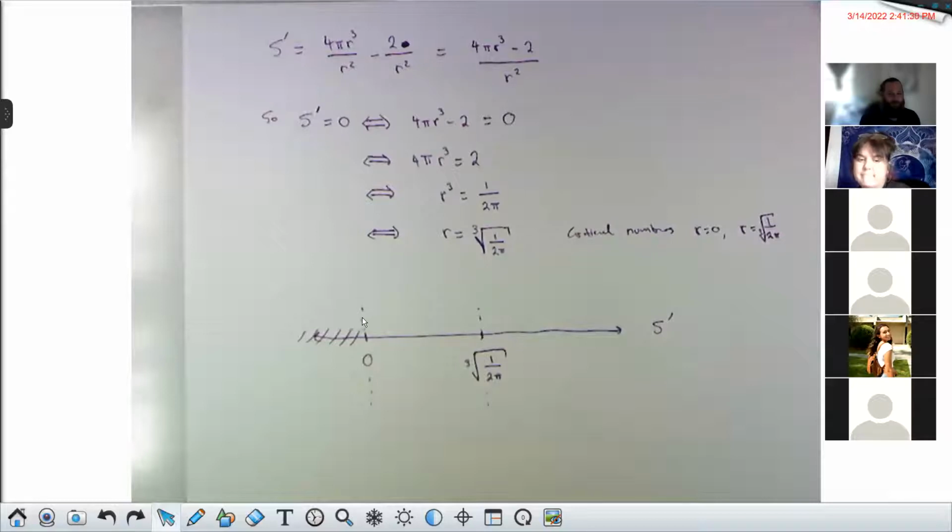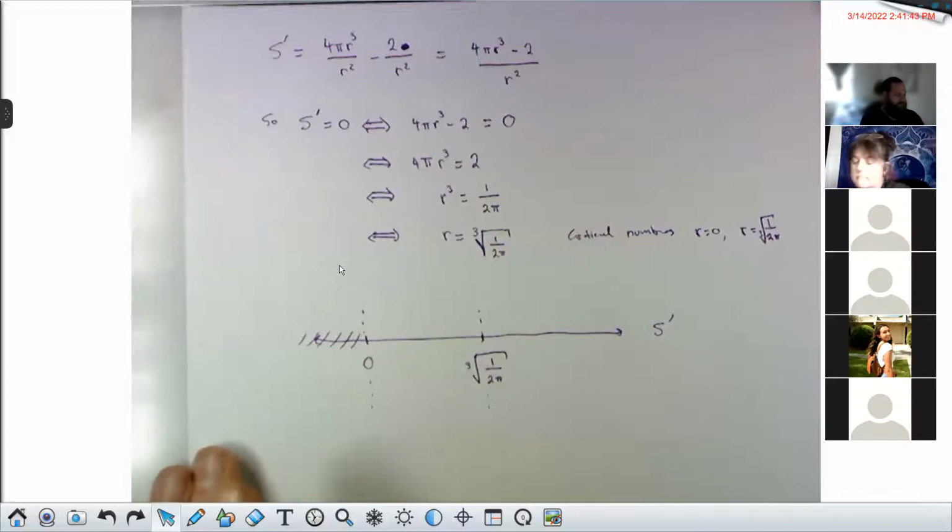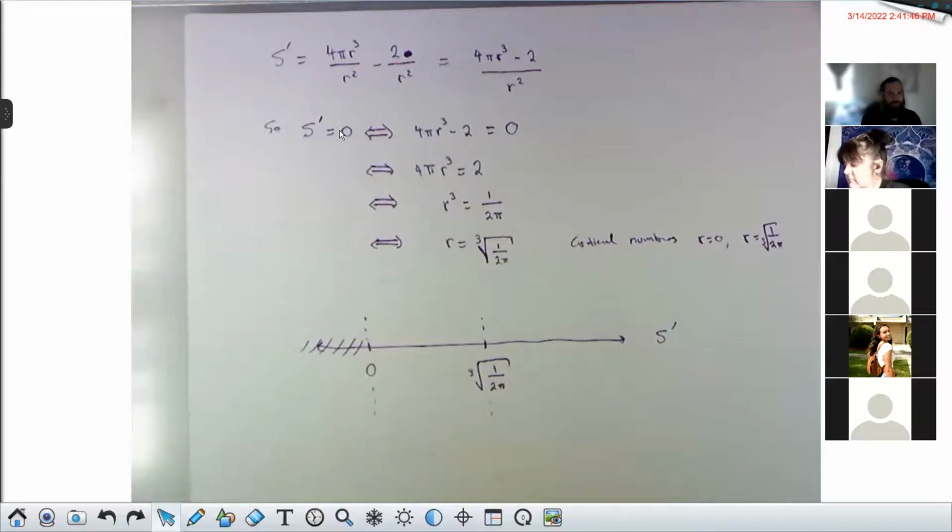So I'm interested primarily in what happens here. Am I increasing here, decreasing here, decreasing here, increasing here? What's the deal? A few ways to see this. If you plug a large number in for r, like 1,000,000, then the top is like 4 pi times 1,000,000 cubed minus 2. And that is definitely, because the power up here is larger, going to be larger than 1,000,000 squared. But the safe bet is to use some test points.